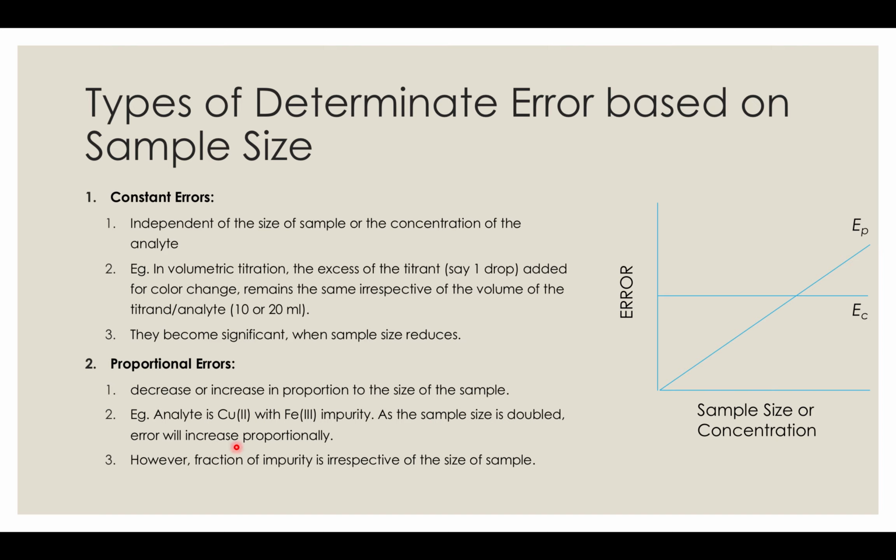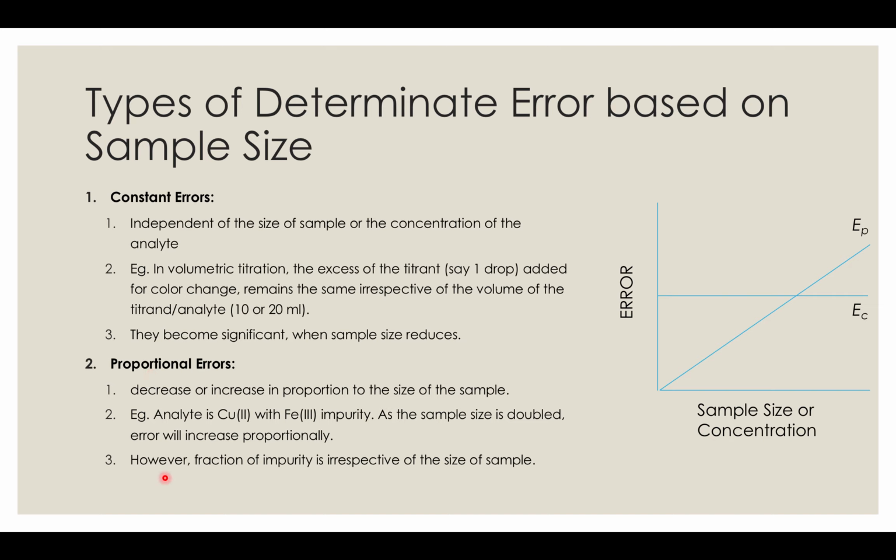This arises because of a certain kind of impurity that is present in the analyte. Suppose you are analyzing the amount of copper and that particular solution has Fe3+ as an impurity. As you double the sample size, you obviously are going to double the amount of impurity in the analyte that you are measuring. So this impurity is what is leading to the proportional error.